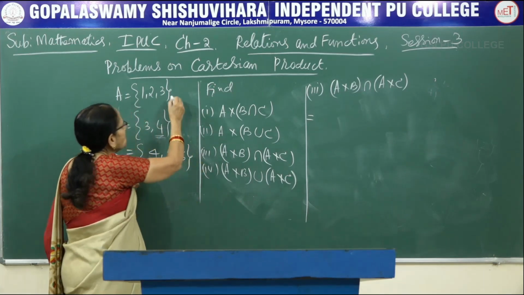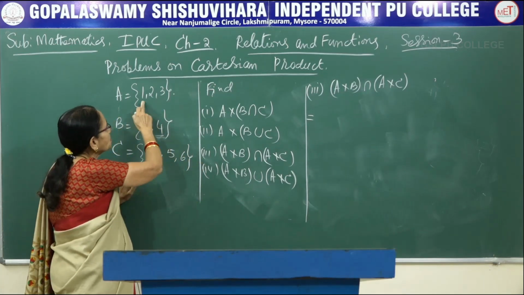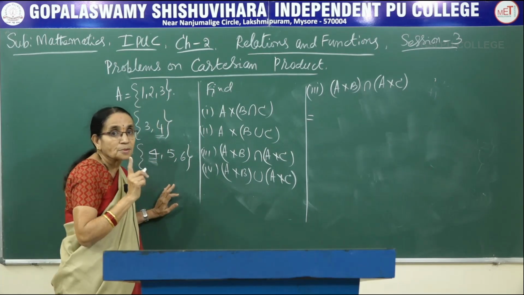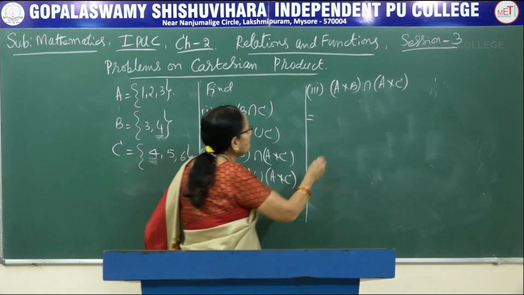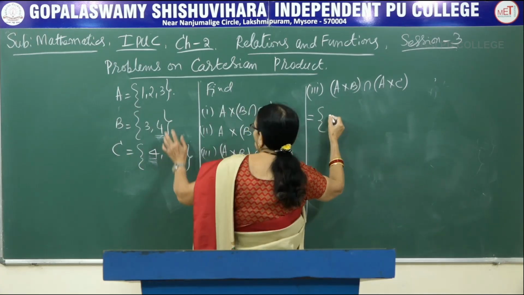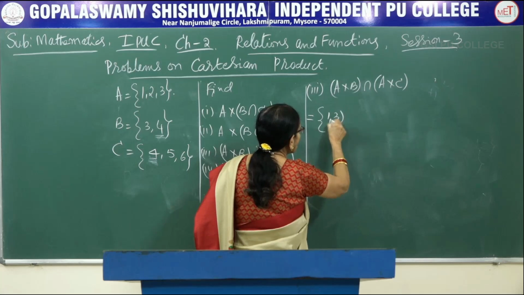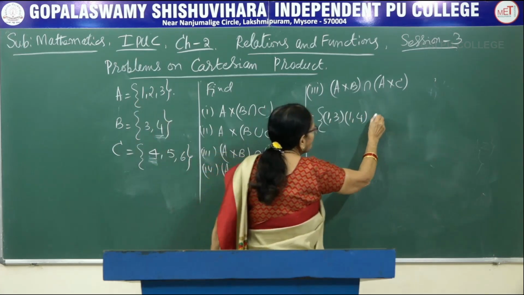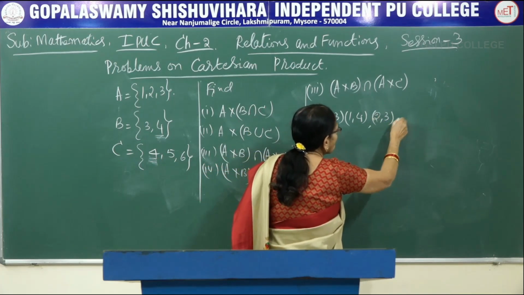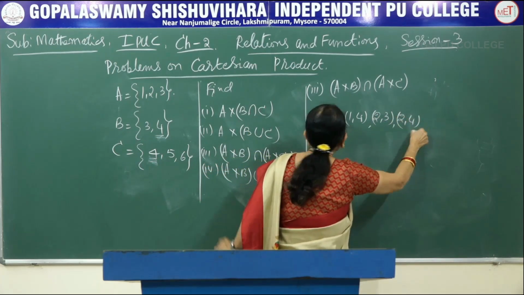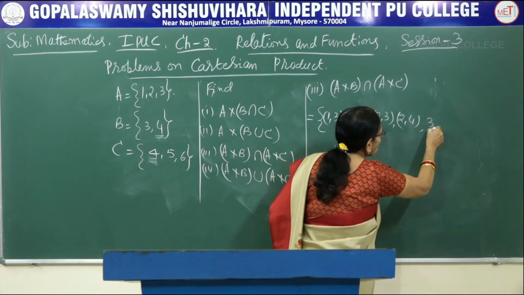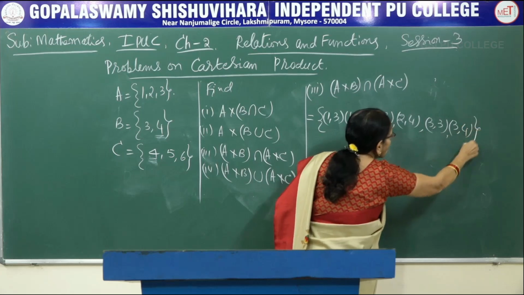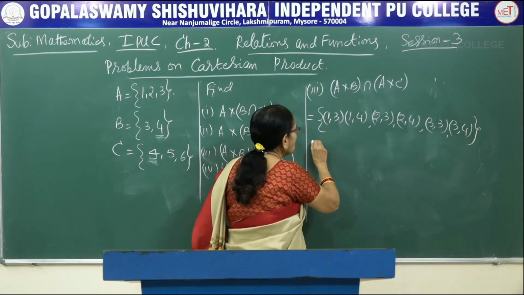A cross B means the first and the second set, that is 3 elements and 2 elements. So 3 twos are 6 elements there would be. Carefully, let me write as usual. It is (1,3), (1,4), then (2,3), (2,4), then (3,3), (3,4). Now these are the elements of the first set.